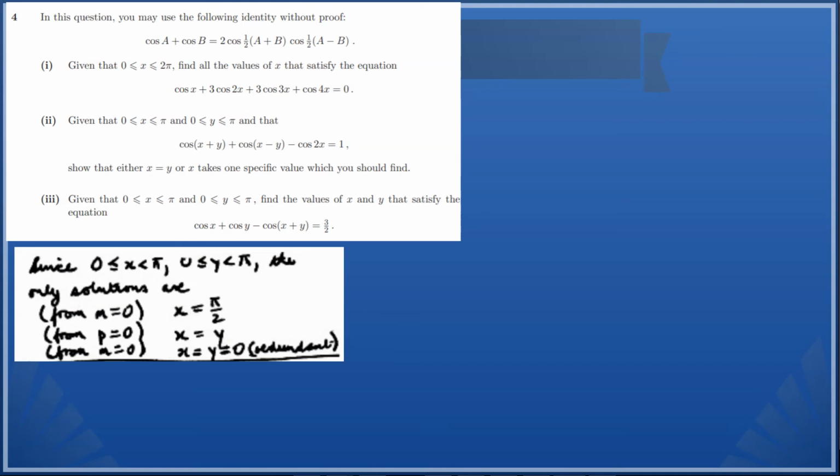Now, since x is greater than or equal to 0 and less than pi, and y is greater than or equal to 0 and less than pi, then the only solutions are, from the previous equations, m equals 0 gives x equals pi on 2. So there is one specific value which we have found. p equals 0 would imply that x equals y. And then, of course, we've got the redundant value when n equals 0, where x equals y equals 0.